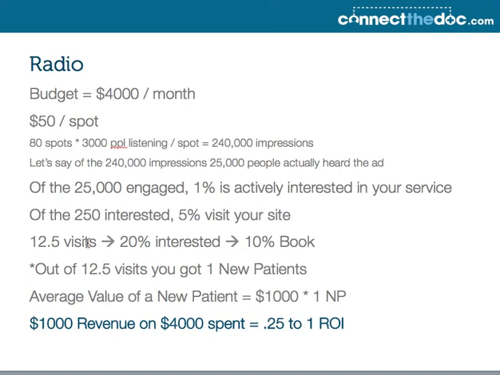We're going to go off the same metrics as the previous two examples. So we'll say 20% are interested, 10% actually booked in. So you're really only getting 10% of 12.5, so one new patient effectively. Again, the average value of a new patient is $1,000.